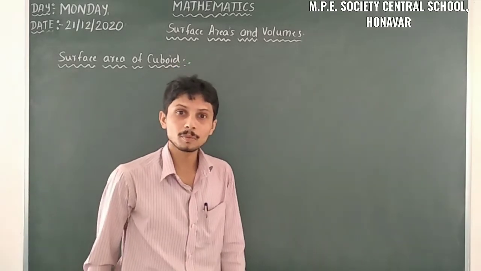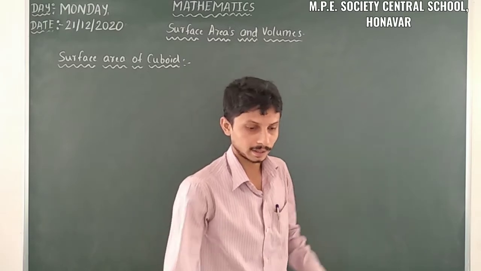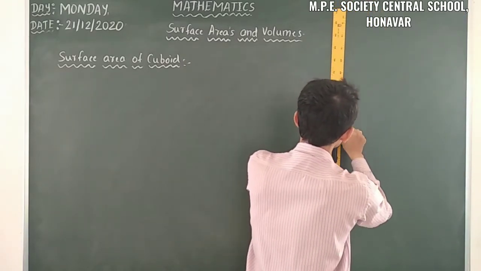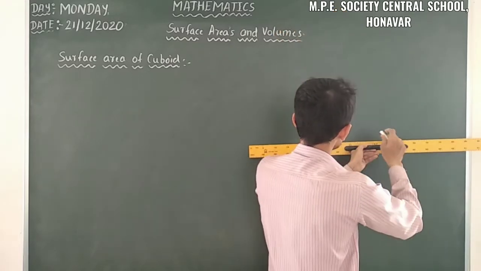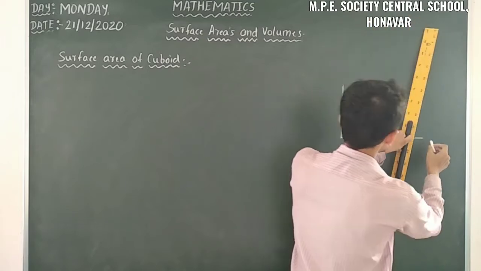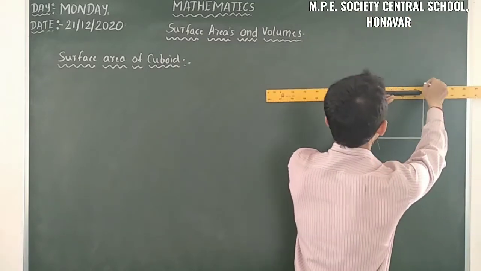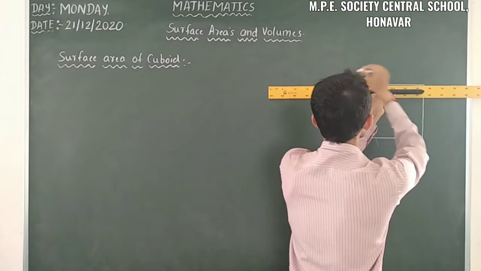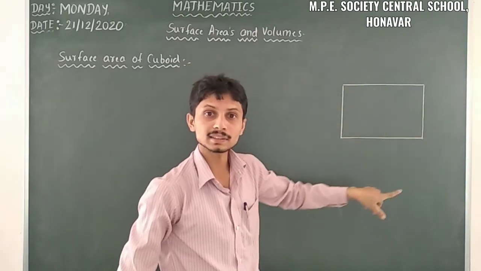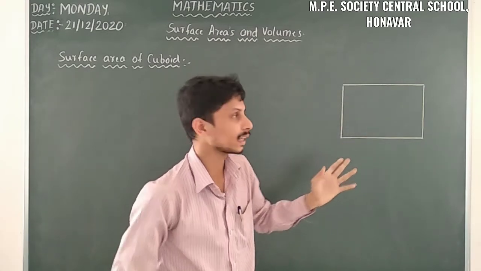Yes, how to draw the cuboid here? So here just observe, firstly we have to take a rectangle. So how to draw this thing we have to know. So firstly we have to draw a rectangle here. So here opposite sides are equal, and all the interior angles are 90 degrees. So we already know the properties of rectangle from the 8th standard.